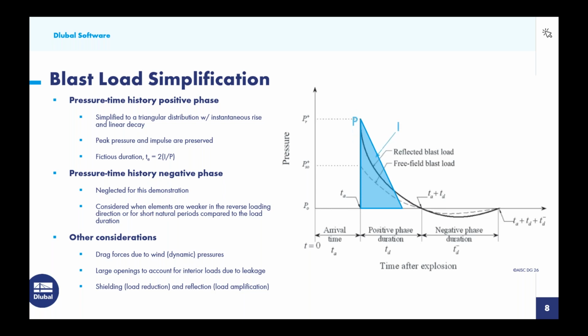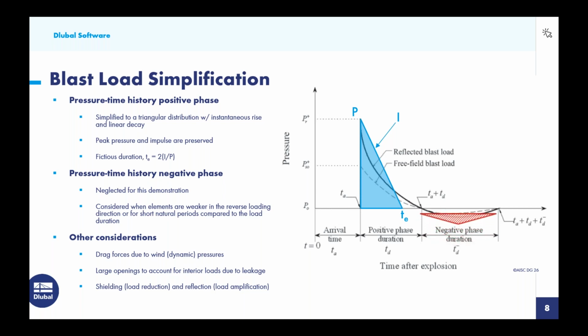Now, it's important, though, that the peak pressure as well as the impulse are preserved. And remember, the impulse is the area underneath the curve. So therefore, we have to come up with some other fictitious duration here in order to maintain both P and I. And this is estimated to be approximately 2 times I over P.